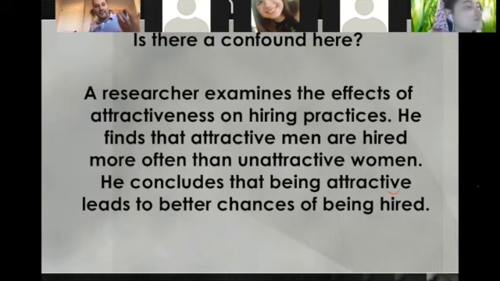He confounded the sex of the person who's interviewing with how attractive they are. He only had attractive men and unattractive women. As a consequence, when he finds that attractive men are hired more often, we don't know whether that's because they're more attractive or because they're men. Maybe people just wanted to hire men more than women. We don't know, right? There are two possible explanations, and therefore, because that confound is present, we have no idea what caused it. We can't establish a cause-effect relationship. That confound destroyed that study.